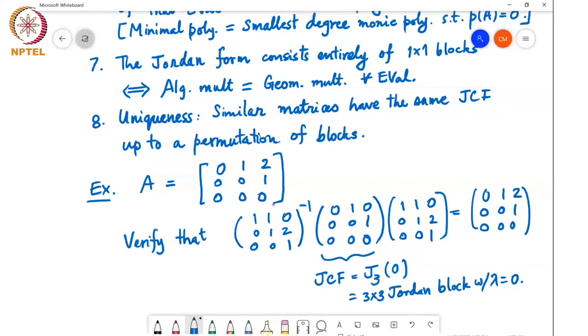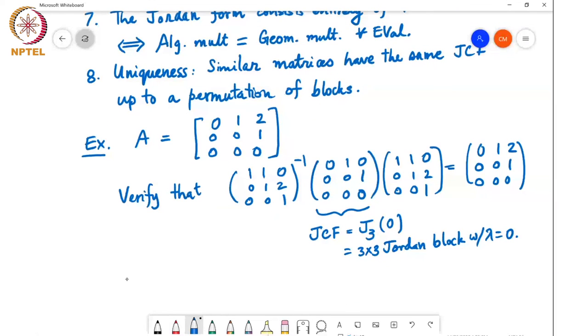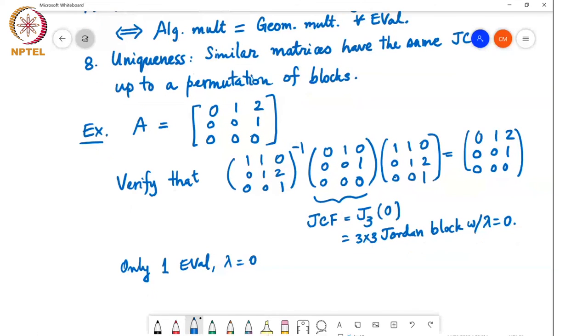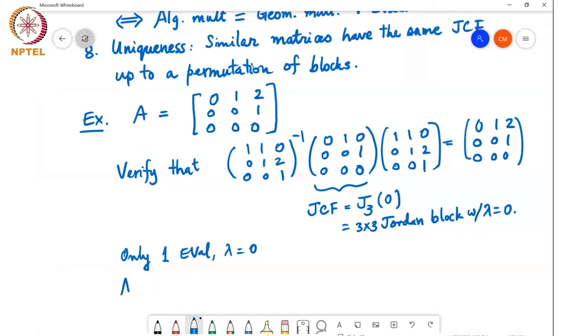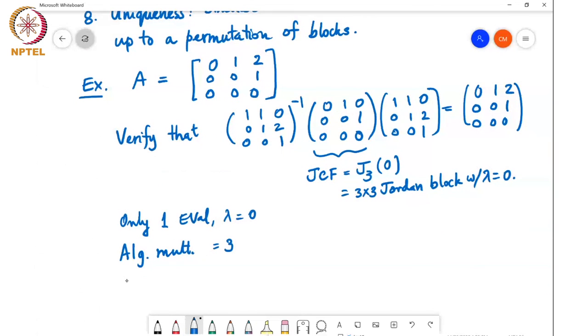Okay, see, this is an upper triangular matrix. Its eigenvalues are all equal to 0. That is obvious. But this is the simplest form you can reduce the matrix to, which is the Jordan block of size 3×3 associated with eigenvalue 0. So basically, this matrix has only one distinct eigenvalue, lambda equals 0. This lambda equals 0 has an algebraic multiplicity 3, and geometric multiplicity equal to 1. The eigenvalue 0 occurs in only one block of size 3×3.